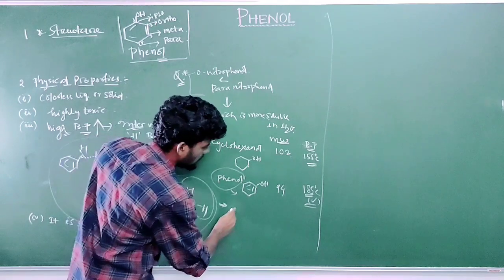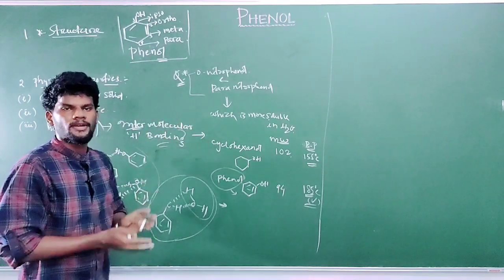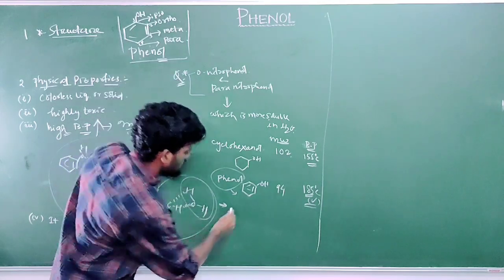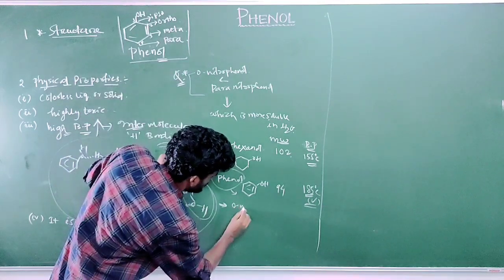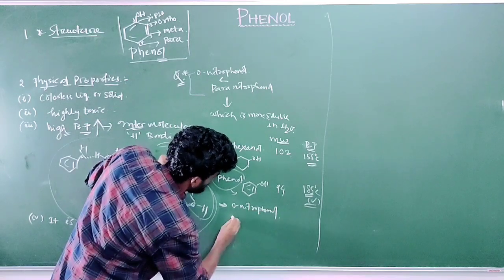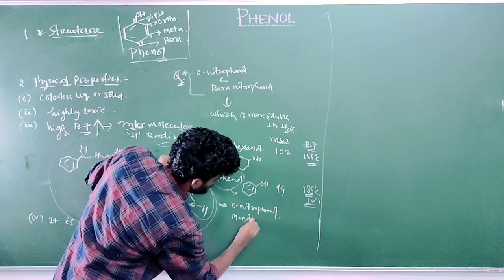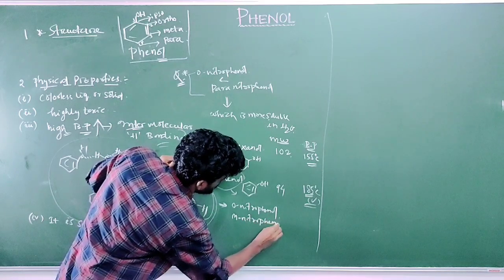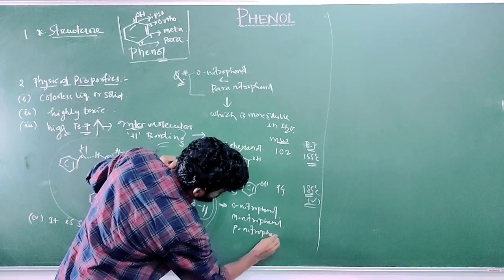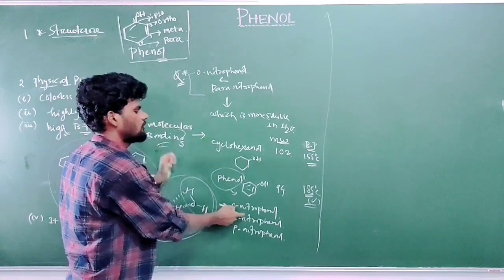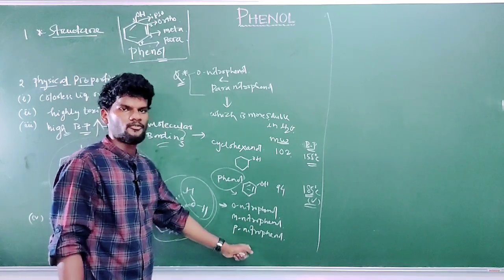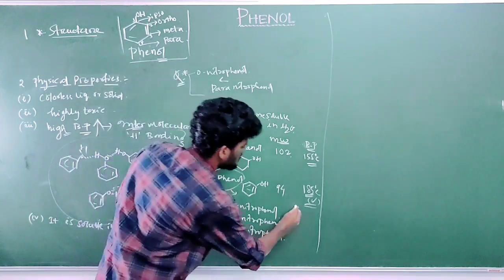If you compare the boiling point of ortho nitrophenol, meta nitrophenol and para nitrophenol, what are the differences? In the structures, the nitro group is at the ortho position, the meta position, or the para position to the phenol ring. So what is the boiling point?